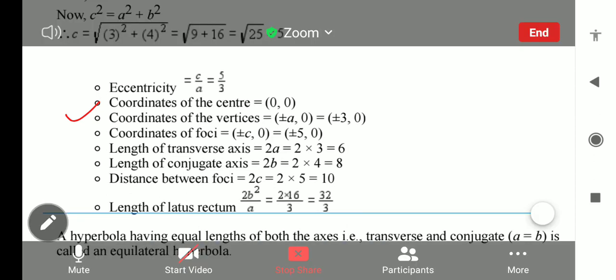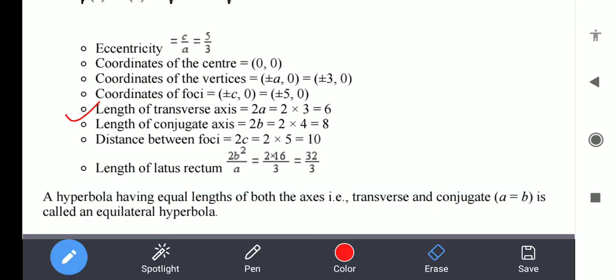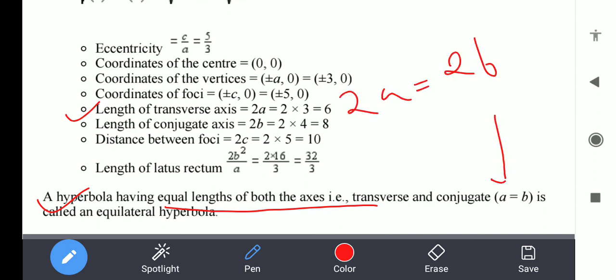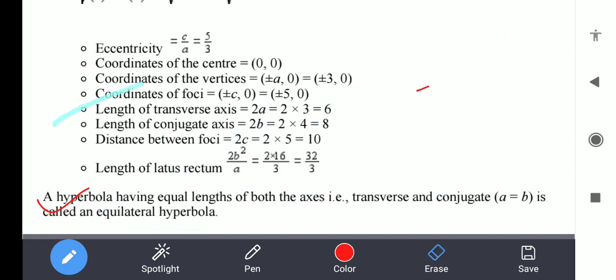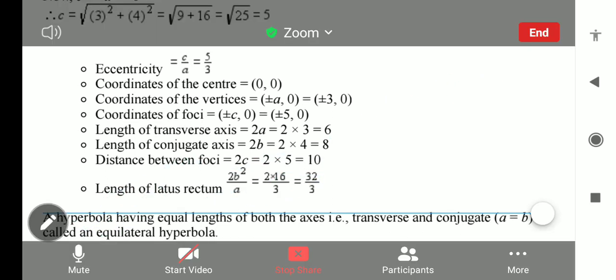Next point is a hyperbola having equal lengths of both axes, that is, the transverse axis and conjugate axis are of equal length. It means 2a is equal to 2b, that is a is equal to b, and it is called an equilateral hyperbola. It is an important question for your exam. When the lengths of the transverse axis and the conjugate axis are equal, then the hyperbola is known as the equilateral hyperbola.